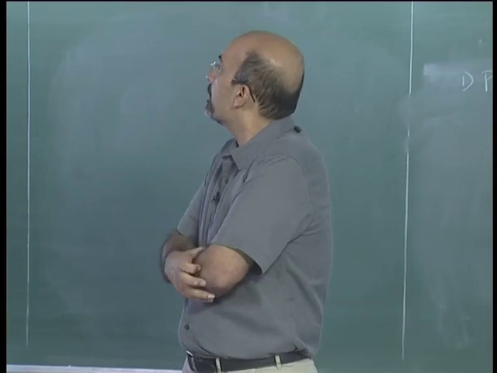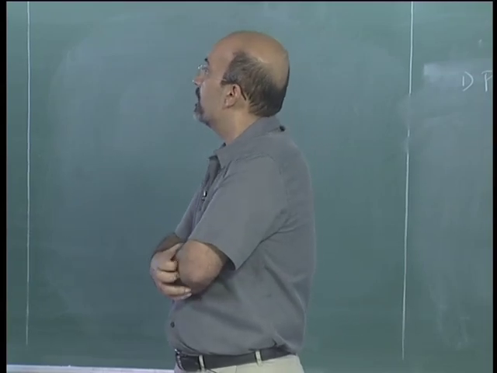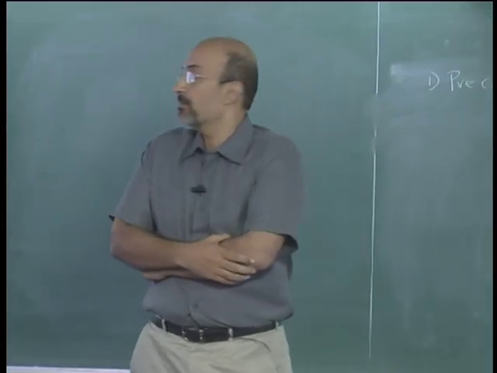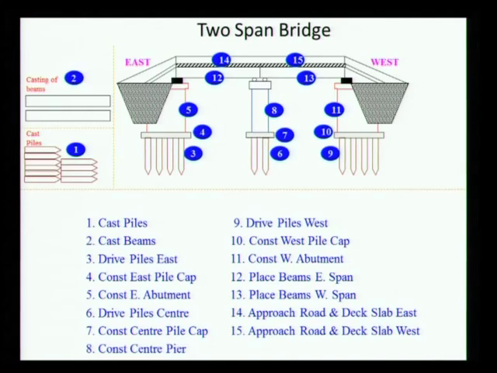Now, is there any other level of detail you can think of on this? For example, we have cast piles. One of you mentioned setting up the casting yard, setting up the formwork, setting up the batching plant. All of that could be represented. It depends on whether you think it's required, or whether it comes into the activity implied.